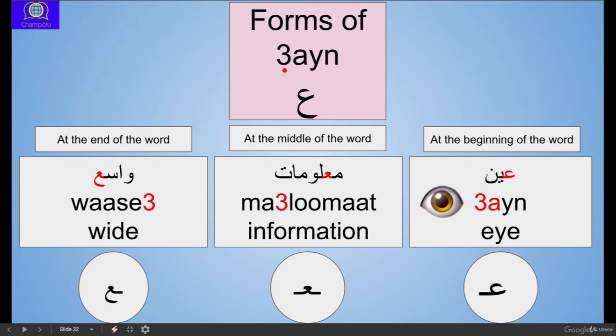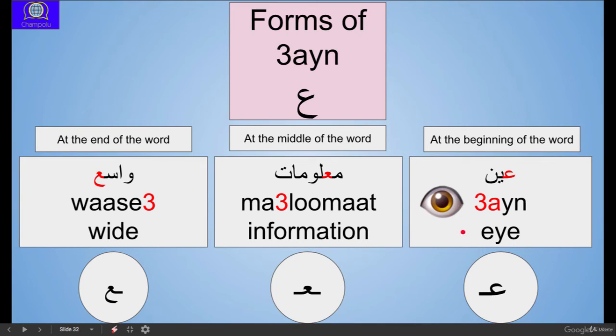عين, عين. It also takes a number of different shapes. This is how it looks like when it is separate, and this is when it comes in the beginning of the word. So this is the initial form, and this is the medial form. This is when it comes in the middle of the word, and this is the final form when it comes at the end of the word. Notice that the medial and final forms have a little bit of difference from the initial and separate form, so we need to pay attention to this.